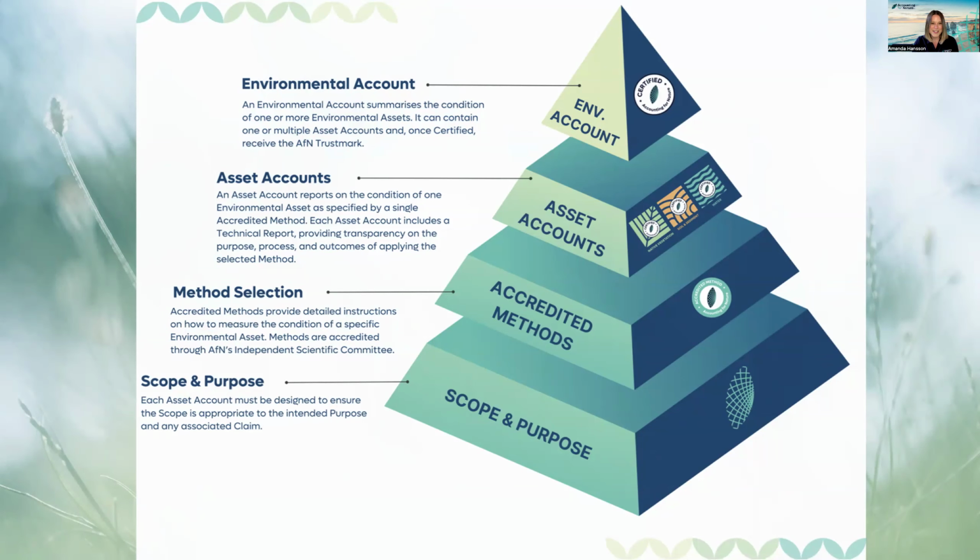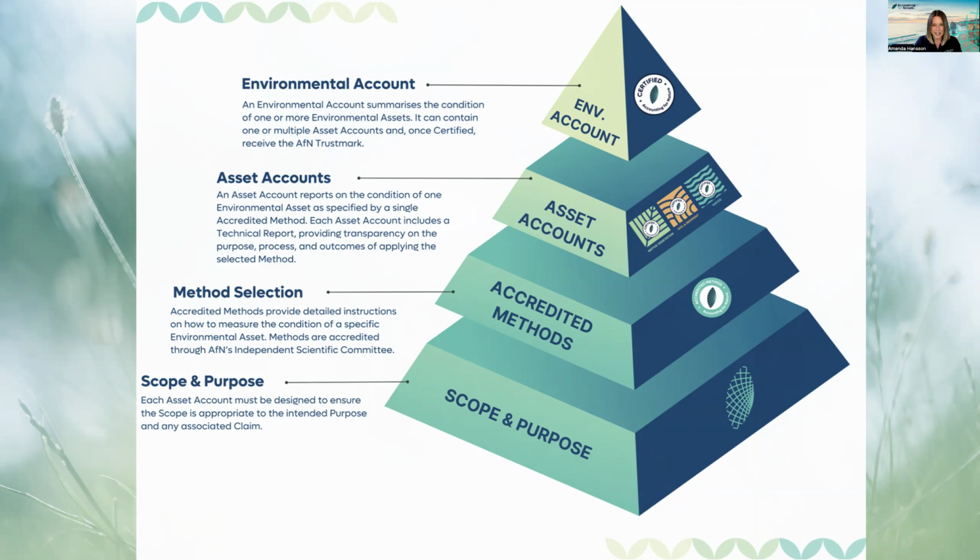I wanted to introduce this little pyramid of an environmental account. And this is the final slide before we do that deep dive into the 5-step process. And I'm going to start from the bottom of the pyramid where we have scope and purpose. So underpinning each environmental account is a very well thought through approach on what is important for our organization or our particular project area or site to be measuring and reporting on.